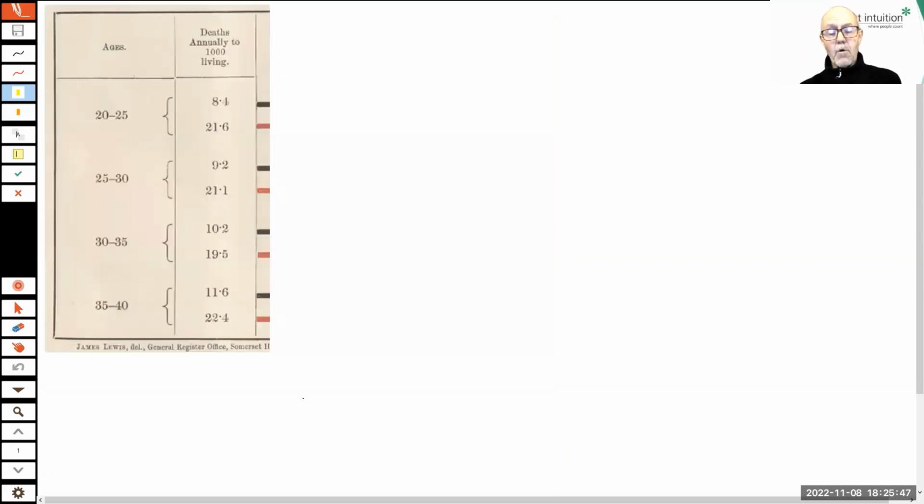Now here's some more numbers, and there's another part to this one. Here are some numbers between ages of 20 and 25. In the regular population, 8.4 people would die out of every 1,000 persons in a year. Amongst soldiers, it was nearly 22. So soldiers were nearly 3 times as likely to die between the ages of 20 to 25 as ordinary people. 25 to 30, it was 9 against 21, so it's a bit over double. 30 to 35, a bit less than double. Now we can look at those numbers, but how much more effective is that?